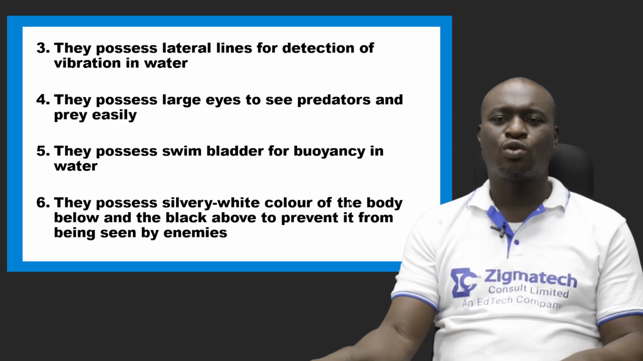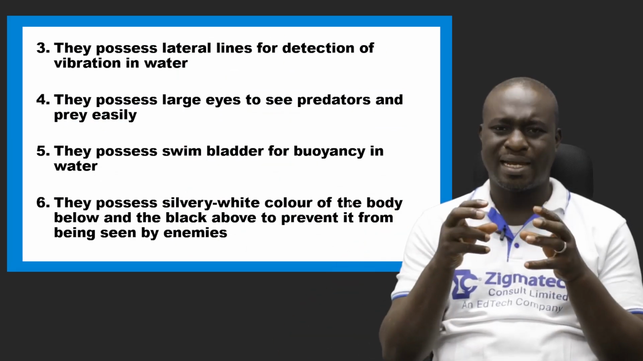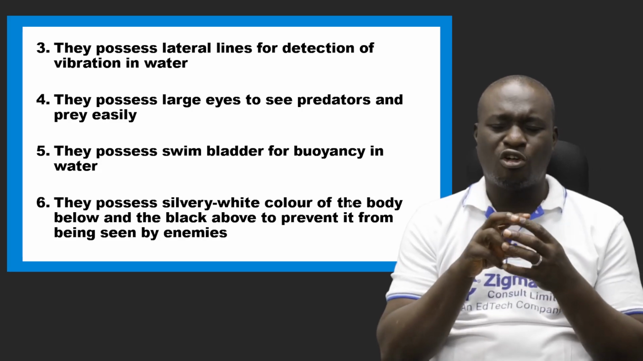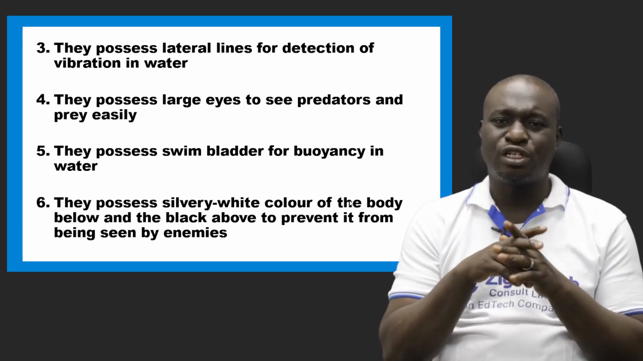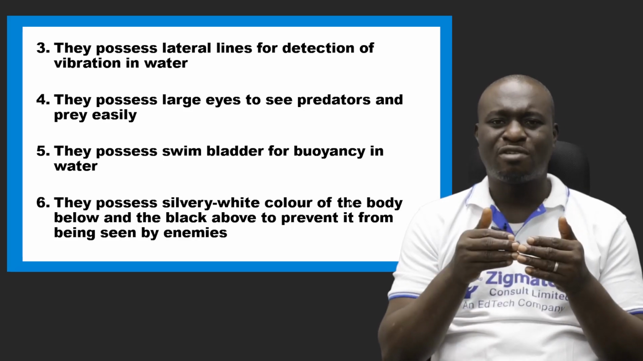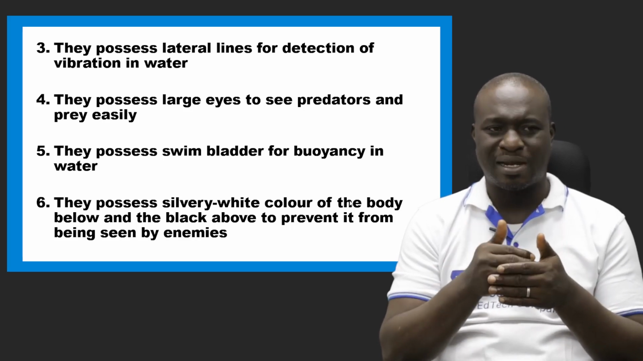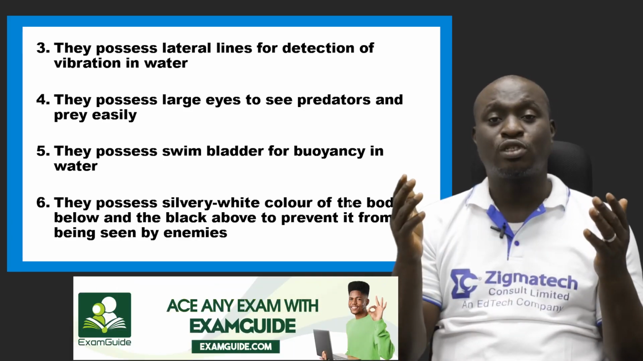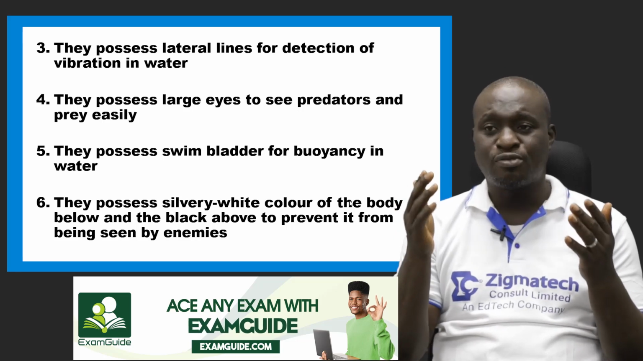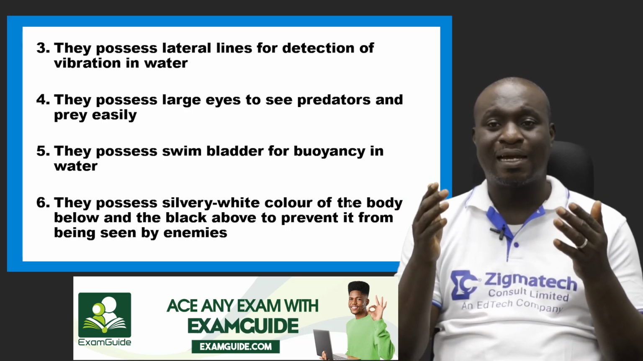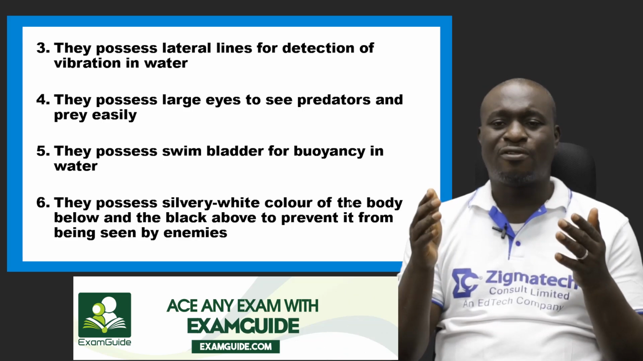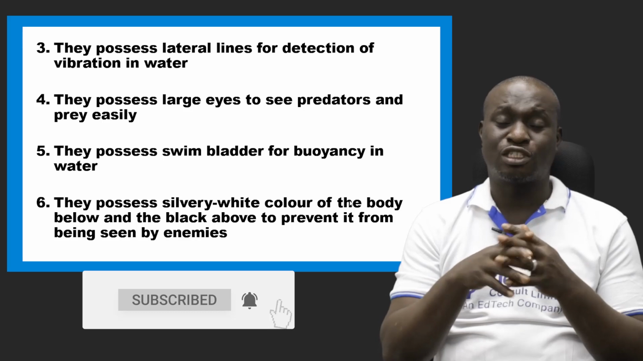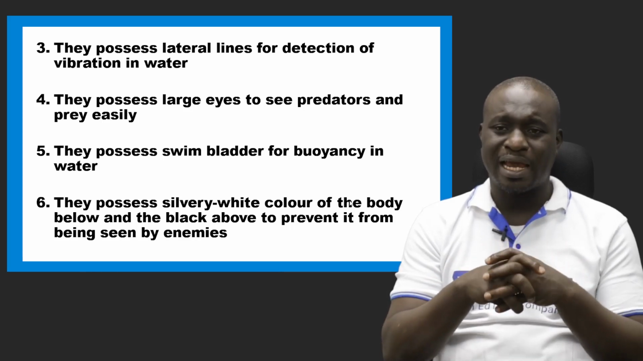Number 3, we also have, they possess lateral lines. Now, these lateral lines help for the detection of vibrations. So if there are vibrations in the water, the tilapia fish is able to detect these vibrations using their lateral lines. Now, they also possess large eyes to see predators and also locate their prey easily. Number 5 is that they possess what we call swim bladder. Now, this swim bladder is also for buoyancy in water.